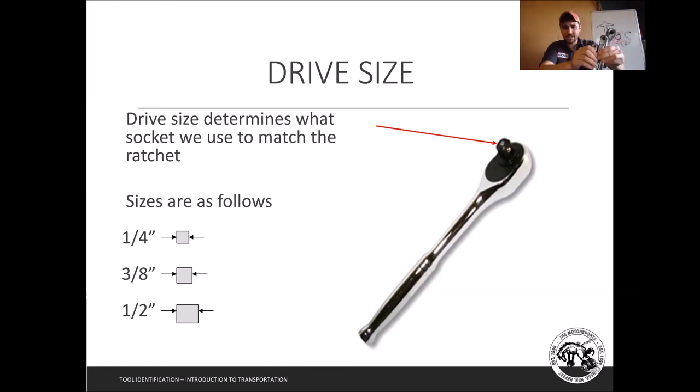Like, okay, I've seen that. I've seen a small one. I've seen a big one. And maybe I saw the middle one, but never realized how they all stack up. I'm going to zoom in here. I've got the arrow, but drive size is this, and that's physically what size from side to side that is. And that's going to determine what socket slides over it.